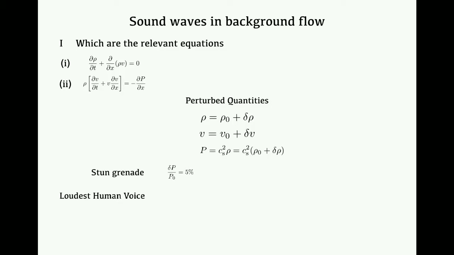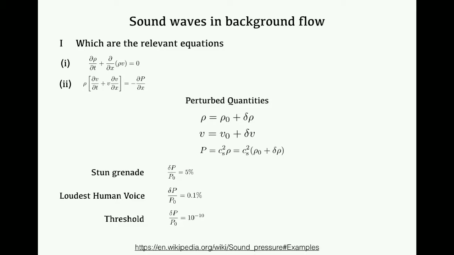The loudest human voice, for example, is only 0.1% of the atmospheric pressure, and the threshold when we start to hear something at a really sensible frequency is only 10 to the minus 10 of the atmospheric pressure. So our ear is really well designed to detect the smallest perturbation of pressure. If you're interested in that stuff, you can go to Wikipedia. There's this sound pressure, and there are some examples, for example, a trumpet or a rifle or something.